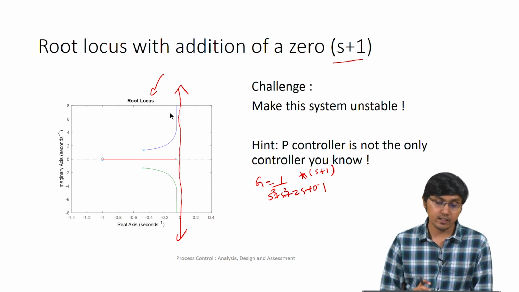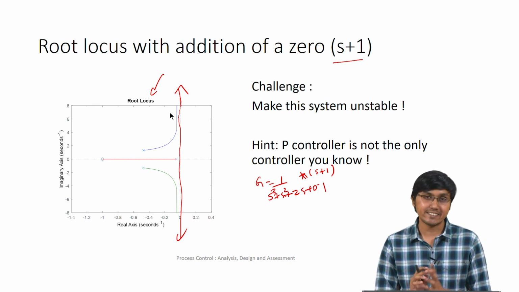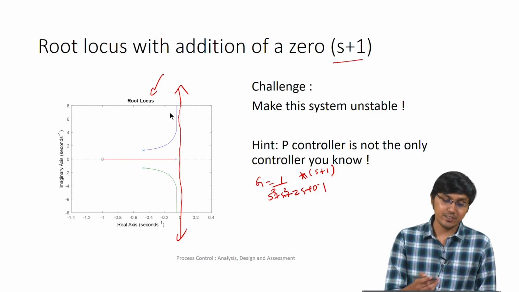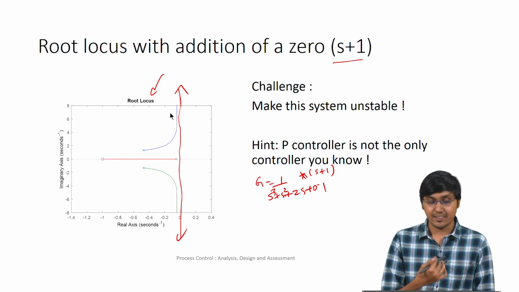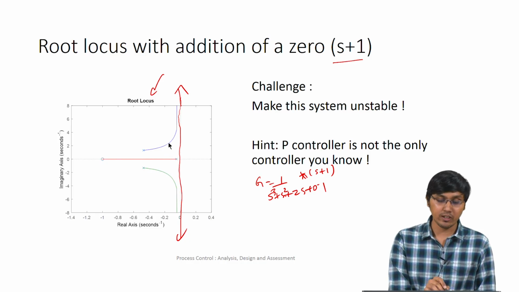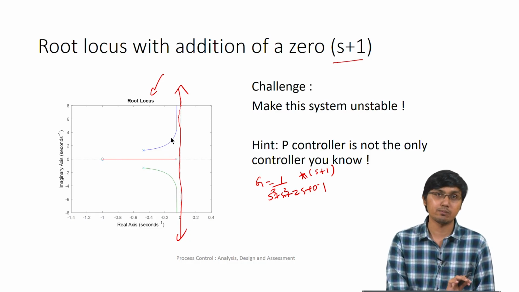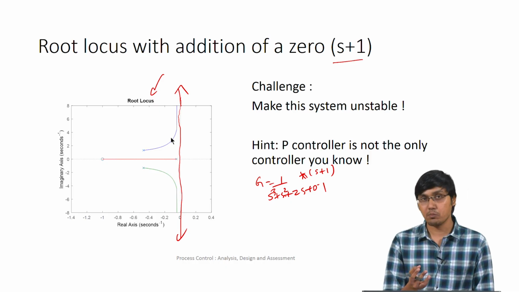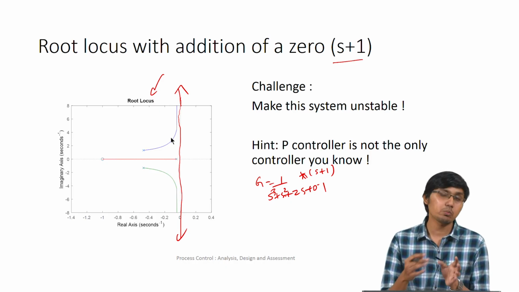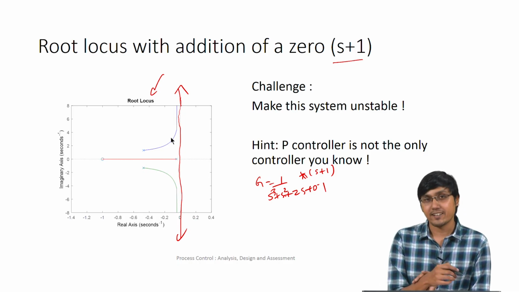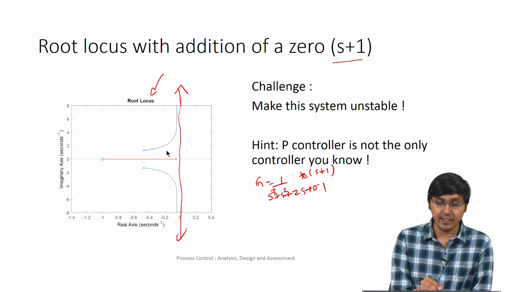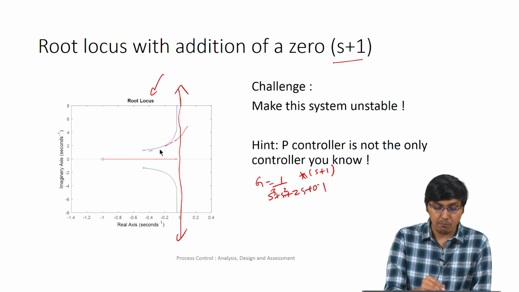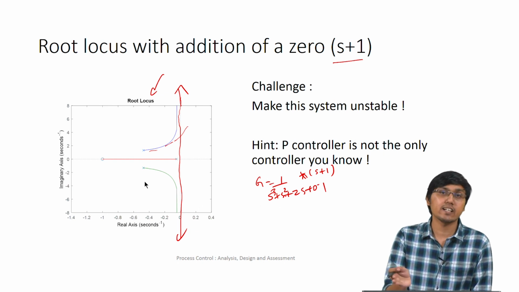So, now one challenge, one exercise for you: do something with the system so that for some gain value you can make the system unstable. You can add a pole, or add a zero, or instead of putting a P controller you can try some other form of controller that you may know, and then see whether at some point a pole is going to cross this imaginary axis. Only when a pole branch crosses into the right hand side of the S plane is it going to go unstable.